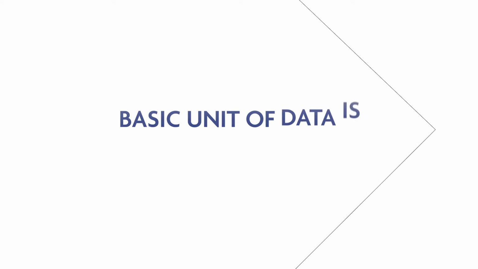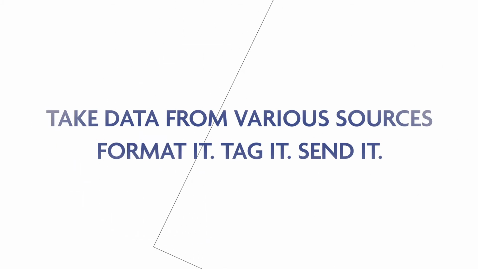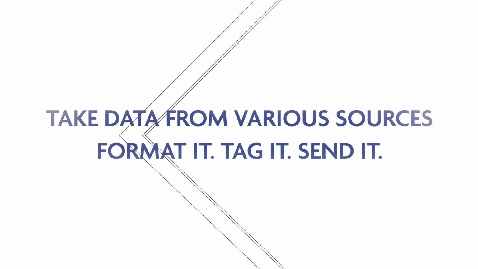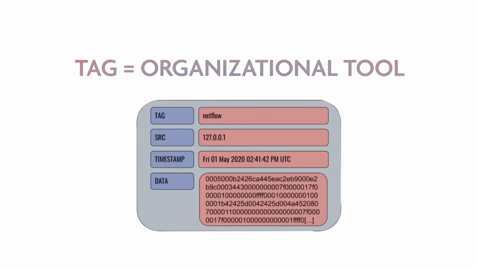The basic unit of data in Gravwell is the entry. Ingesters take data from various sources, format it, tag it, and send it to the indexers in the form of Gravwell entries, which are then stored on the disk. As stored on the disk, an entry has 4 fields: the tag, the source, the timestamp, and the data, as shown here. The tag is an organizational tool.